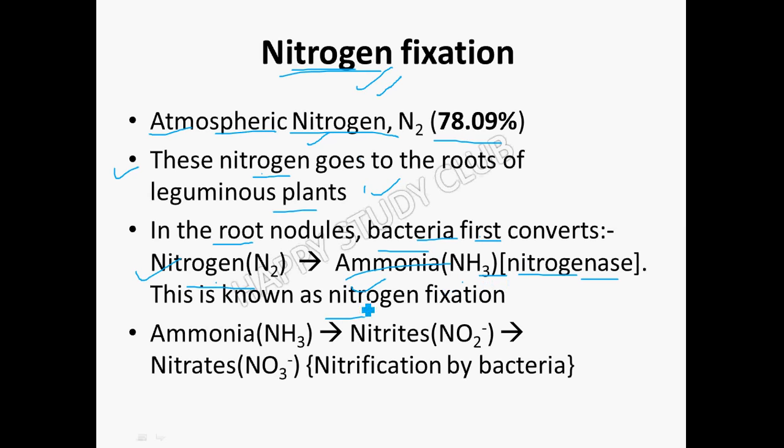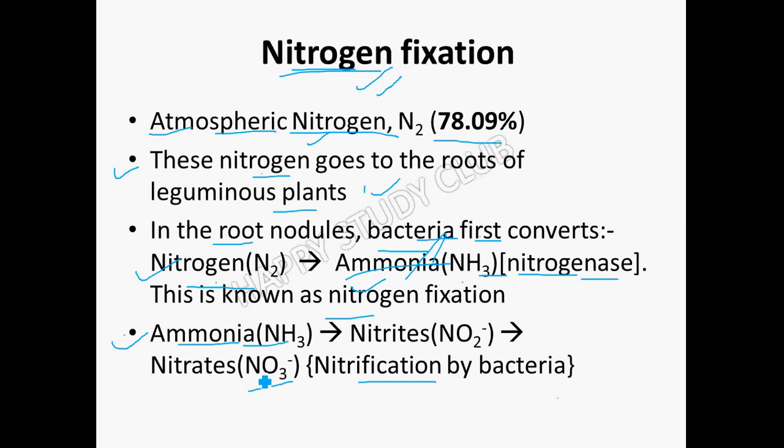In the next step, bacteria reduce this ammonia into nitrites and nitrates, NO2 ions and NO3 ions, and this process is known as nitrification by bacteria.